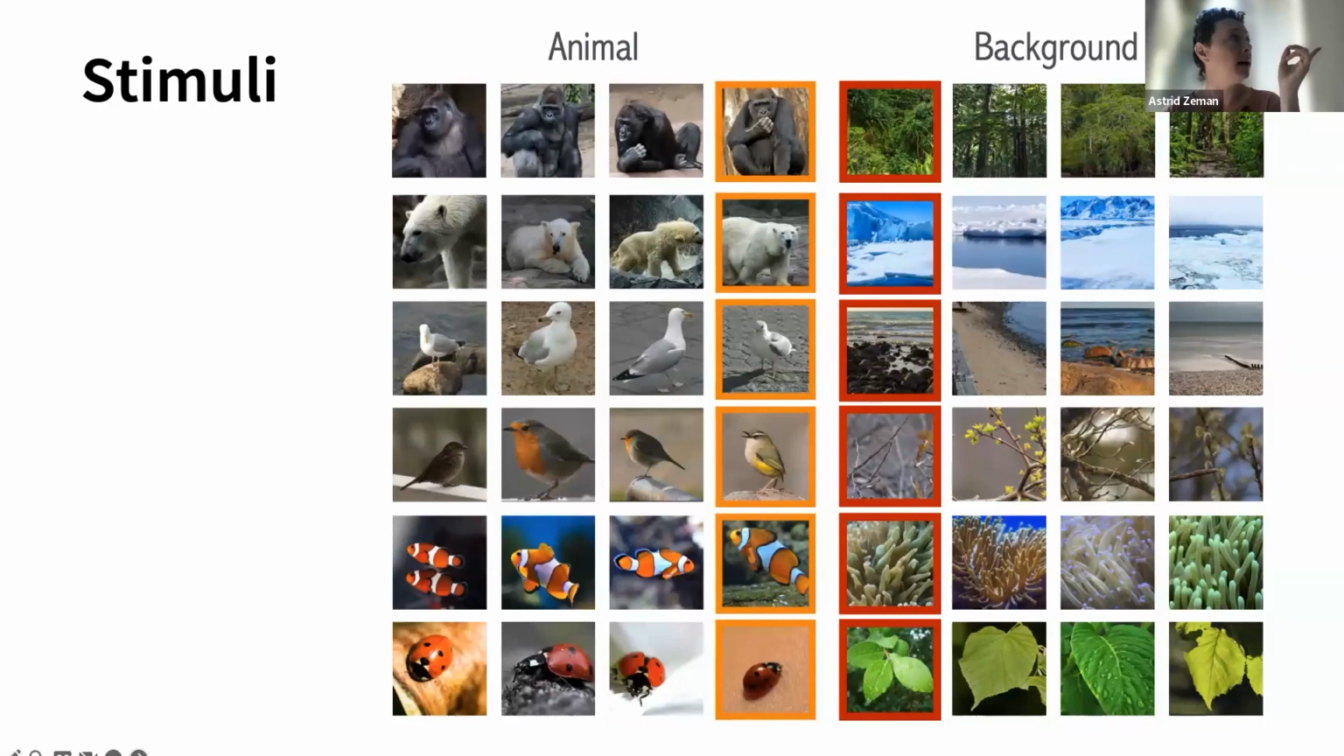For example, we have a gorilla that is matched with a polar bear, and they are similar in shape, in that they have similar facial features, they have limbs. From the semantic level, they're both considered to be mammals, but of course they are associated with different backgrounds. And the same is true for the 2 birds and the 2 small animals with bright colors.